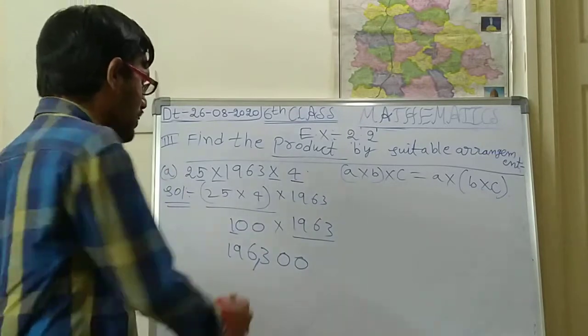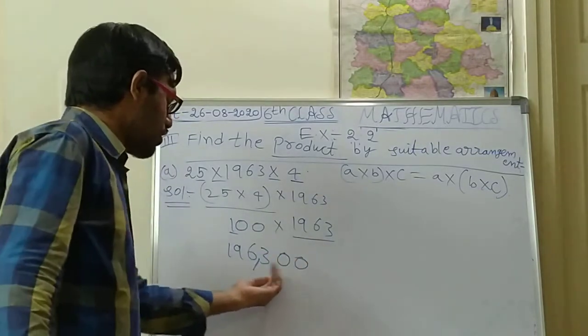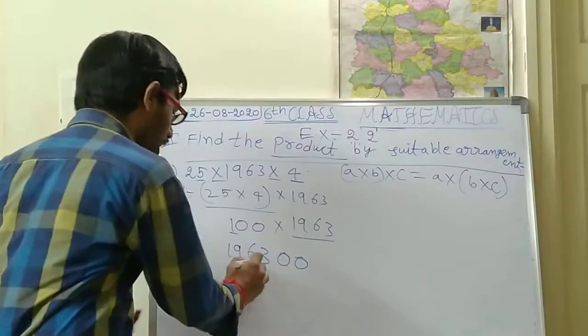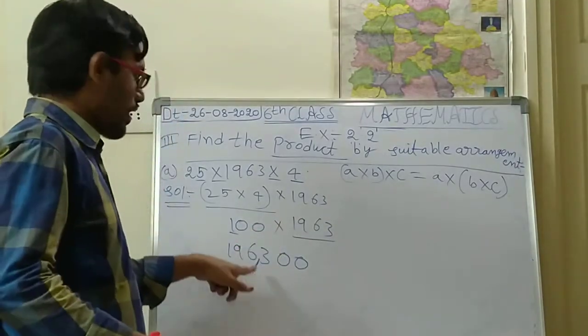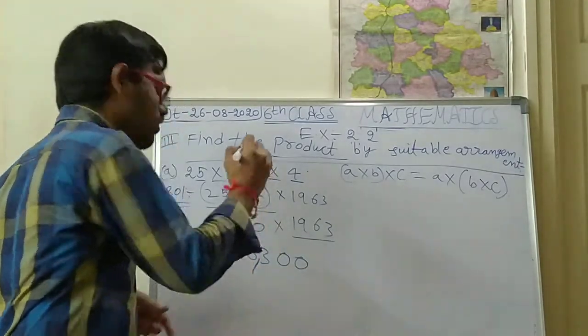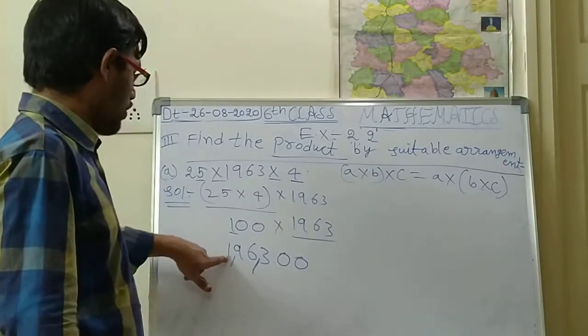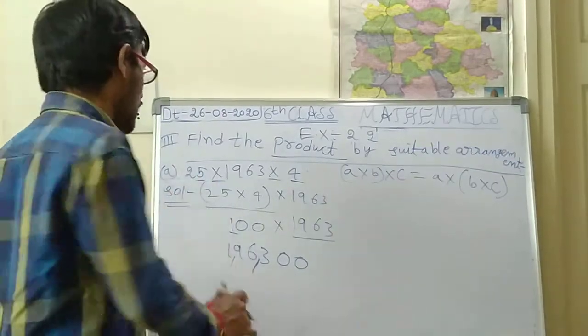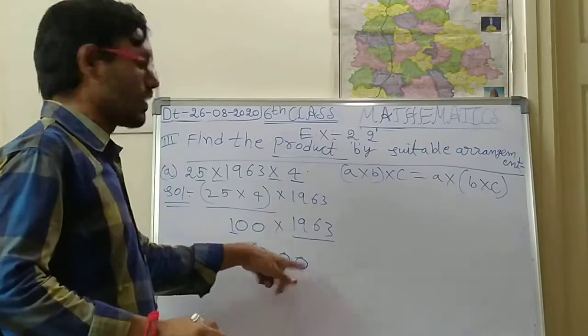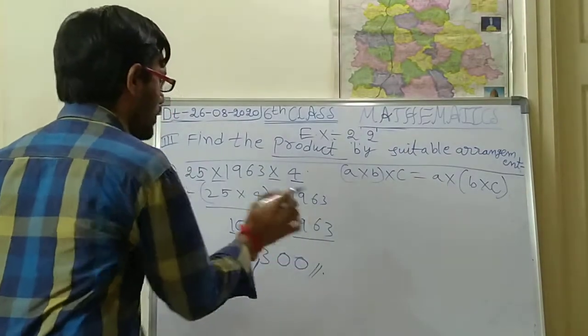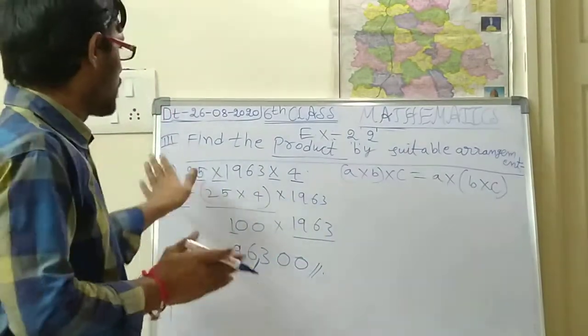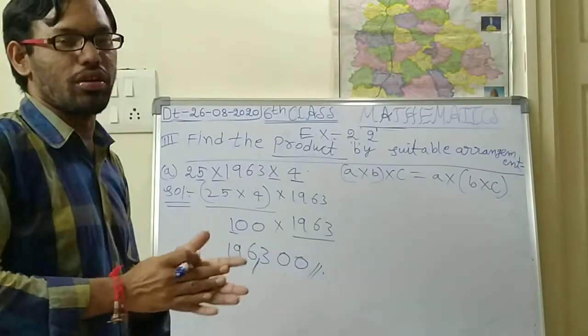Indian system means starting from the left side, you should keep 1 comma after 3 digits and another comma after 2 digits. Here only 1 digit is there, so keep it like that. So 1,96,300. Okay, this is the answer for this problem. Okay, this is about the product using suitable arrangements.